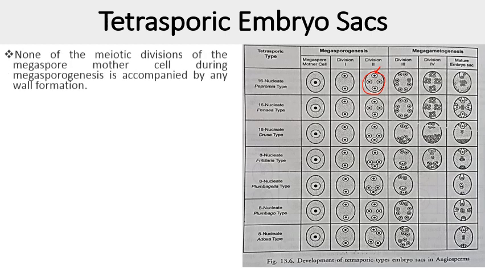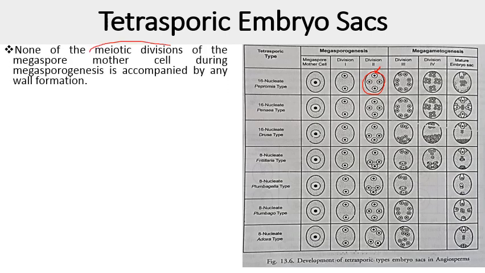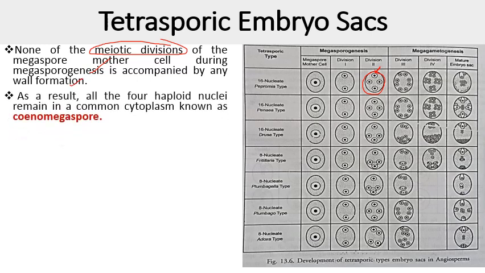So none of the meiotic divisions of the megaspore mother cell during megasporogenesis is accompanied by any wall formation. So इसमें कोई भी wall formation नहीं होता है. As a result, all the 4 haploid nuclei remain in common cytoplasm, and that results in a structure known as coenomegaspore. That is just similar to a coenocyte. It is a condition which contains multiple nuclei within a single cell. तो उसे कहते हैं coenomegaspore, the spore which contains more than one nucleus.